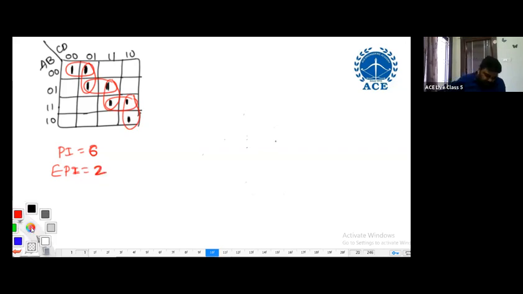Right. Now, let us see minimal expressions. First thing is what? The essentials we need to write. No doubt in that. Essential means compulsory. Without that, completeness is not possible. So, first one is what? A bar, B bar, C bar. Plus, this one is what? Essential. A, C, D bar. Plus.